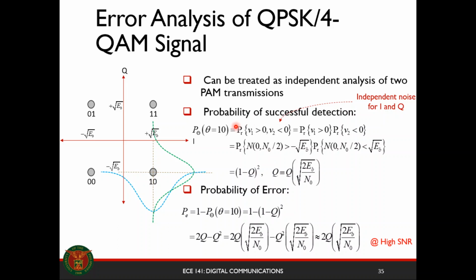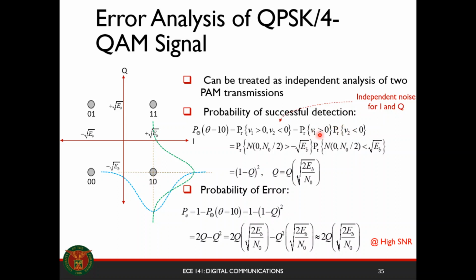The probability of successful detection is equal to this. Let's say we transmitted 1, 0. So that is the probability that we have V1 greater than 0, that is your first component, and V2 less than 0, that is your second component. V1 corresponds to the first component, the I component of your symbol. V2 corresponds to the Q component of your symbol. Since they're again independent of each other, you'll just split the probabilities into these two.